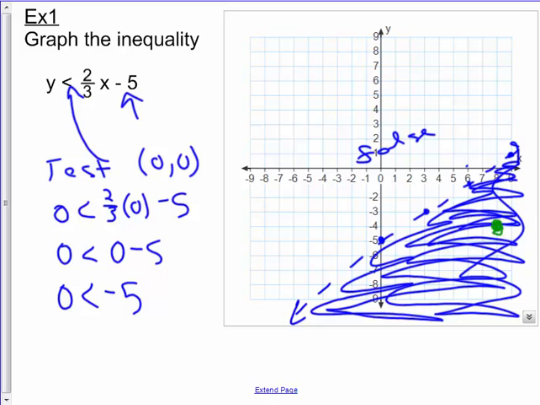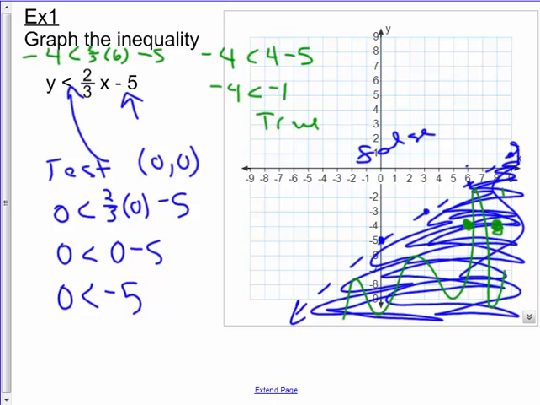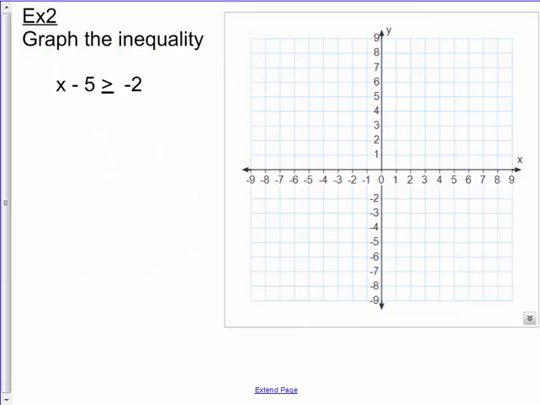Now, I can also test a point in that region just to show you. So if I tested any point in that region, I'm just going to pick one of them. I'm going to go with 6 and 4. If I put in 6 and 4, I get -4 is less than 4 minus 5, or -4 is less than -1. Is that true? Yes. So that's why I shaded in that region, because it's true. Now again, I don't need to test the other point, but I could.